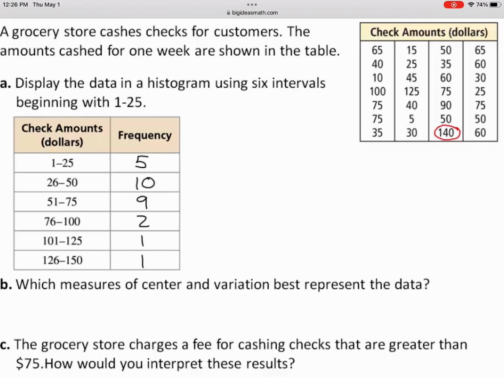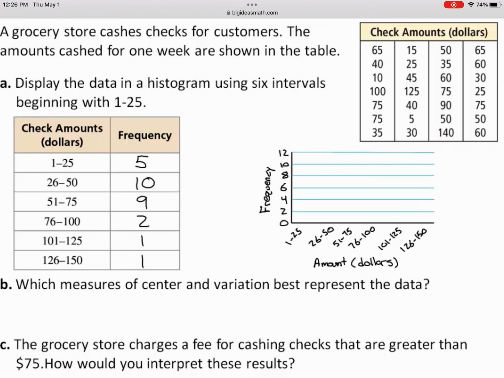Next, use the frequency table to make a histogram. Draw a bar to represent the frequency for each interval. 1 to 25 has a frequency of 5. 26 to 50 has a frequency of 10. 51 to 75 has a frequency of 9. 76 to 100 has a frequency of 2. 101 to 125 has a frequency of 1. And 126 to 150 has a frequency of 1.